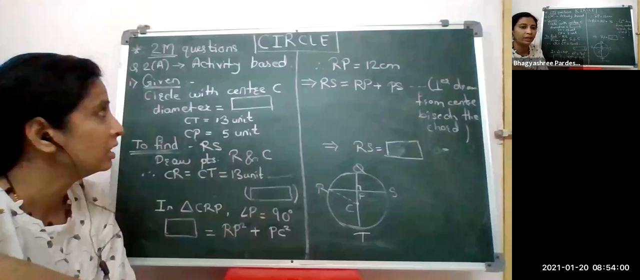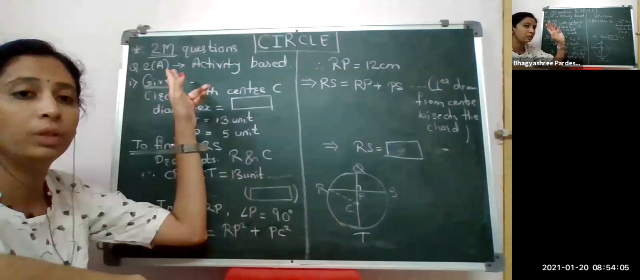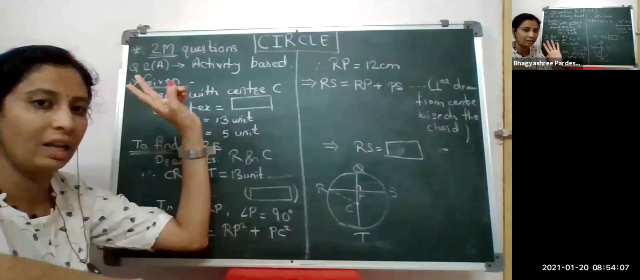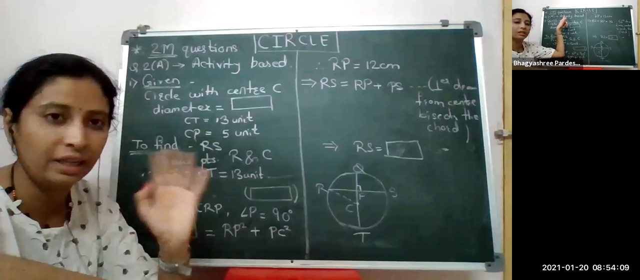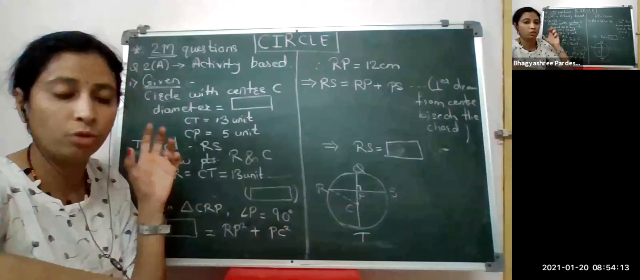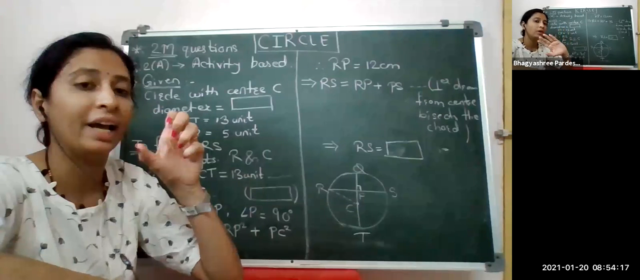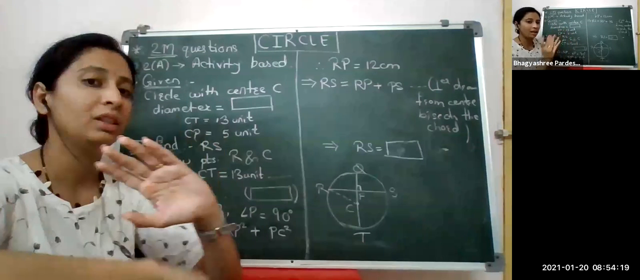Yesterday I explained that in question number 2 there are two sub questions, A and B. The A1 is the activity based question. This is the activity based question. It is very, very important and the easiest part, so never skip this. Always try to attempt this question.